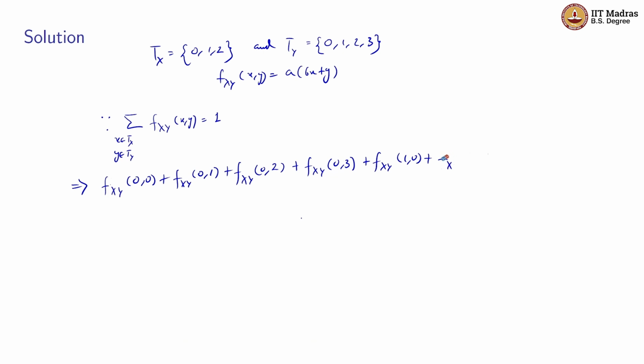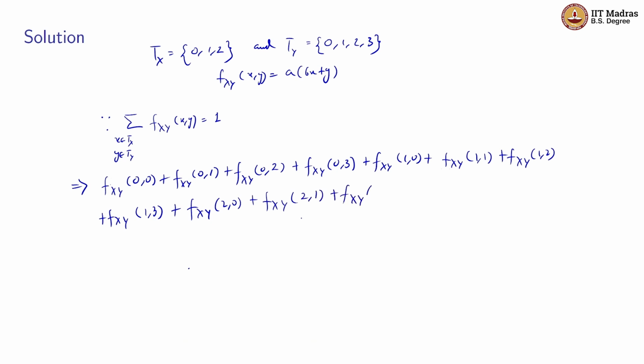plus joint probability X is equal to 1, Y is equal to 1, plus joint probability X is equal to 1, Y is equal to 2, plus joint probability X is equal to 1, Y is equal to 3, plus joint probability X is equal to 2, Y is equal to 0, plus joint probability X is equal to 2, Y is equal to 1, plus joint probability X is equal to 2, Y is equal to 2, plus joint probability X is equal to 2, Y is equal to 3. So this is equal to 1.